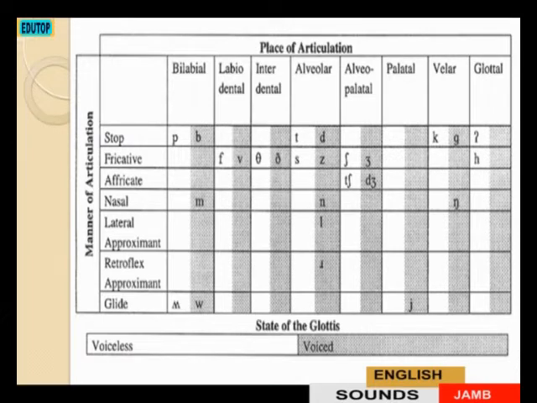Then we have the alveolar, sounds produced with the tip of the tongue touching the alveolar ridge. We have the alveolar palatal, that is when the body of the tongue is raised to the roof of the mouth. We have palatal sound, we have velar, we have glottal. All these describe organs of speech that are responsible for the production of individual sounds.